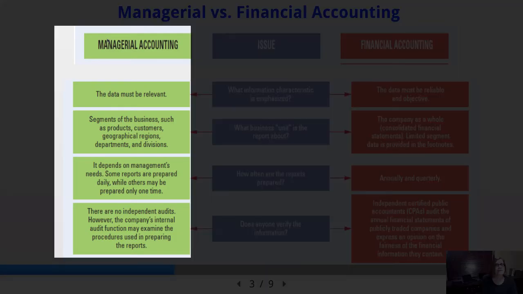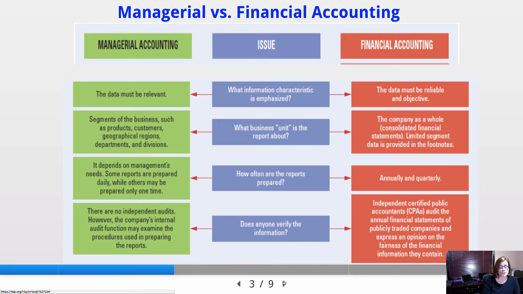Whereas in managerial accounting, we don't care about objective and reliable as much. We care more about the information being relevant to the decision that we're making. Here we focus on a segment of the business, whether that's a product line, a particular customer, a geographical region, a department, or a division, so we get to a more granular level. Additionally, the reports that are prepared could be one time or regular, if it is a product line that we're looking at more often, but it doesn't have to be done monthly, quarterly, or annually. And in managerial accounting, there are no independent audits, right? This is mostly for internal use.